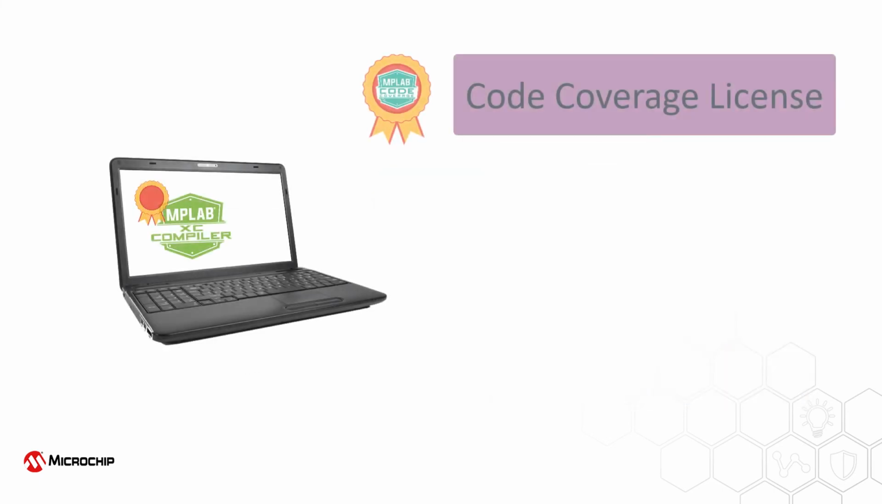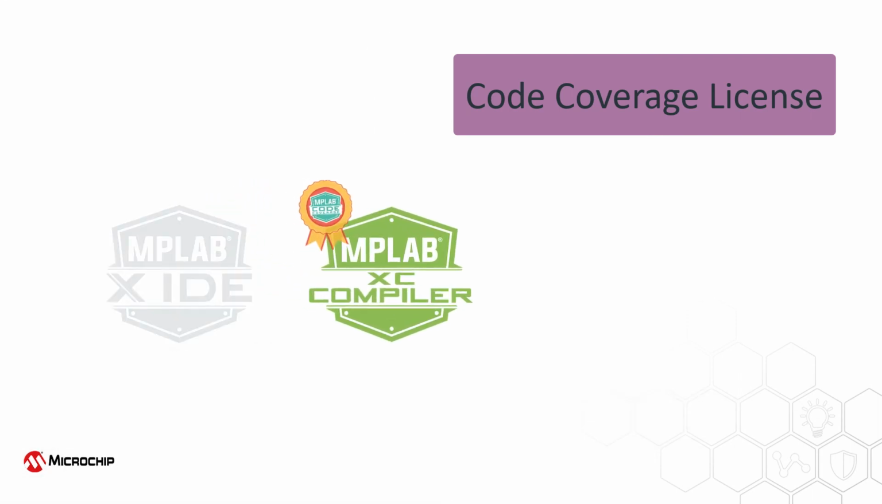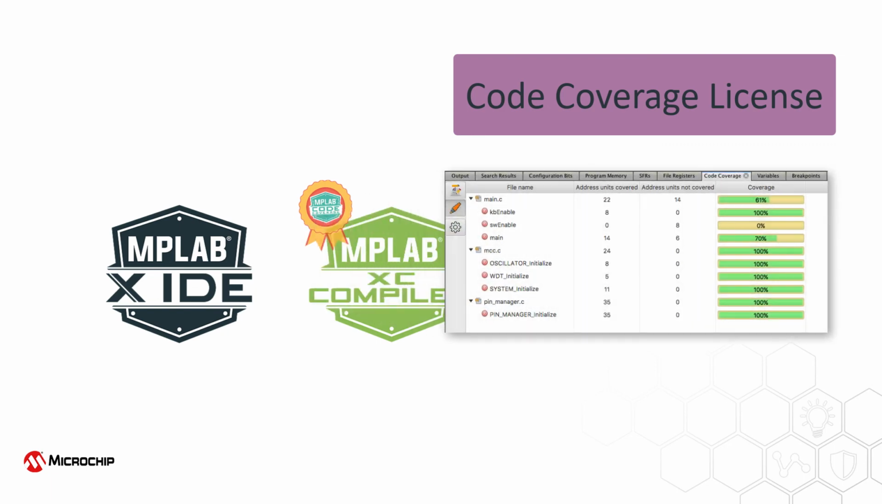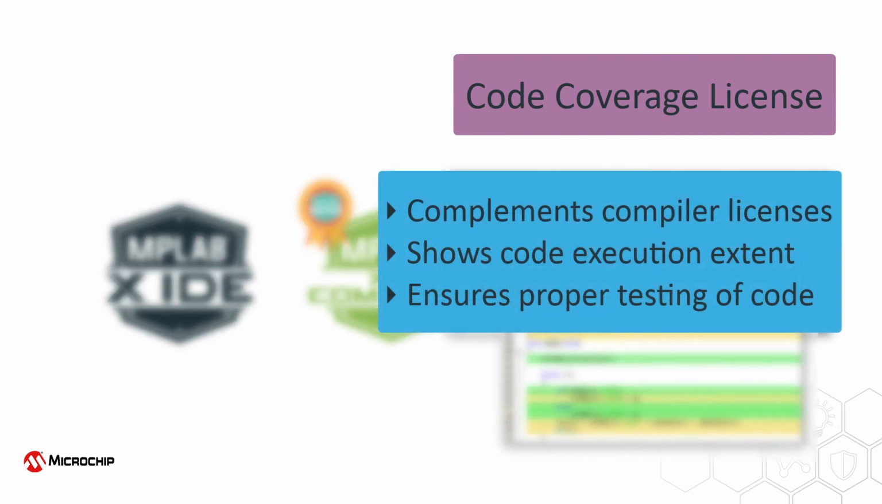A code coverage license is purchased in addition to a compiler license and unlocks special analytical features usable by all Microchip compilers. Fully integrated into the MPLAB X IDE, the feature provides navigational tools and reports that facilitate analysis of the extent to which a project's source code has been executed. Choose this license when your testing regime requires confirmation that each block of code in each function has been executed and hence tested.